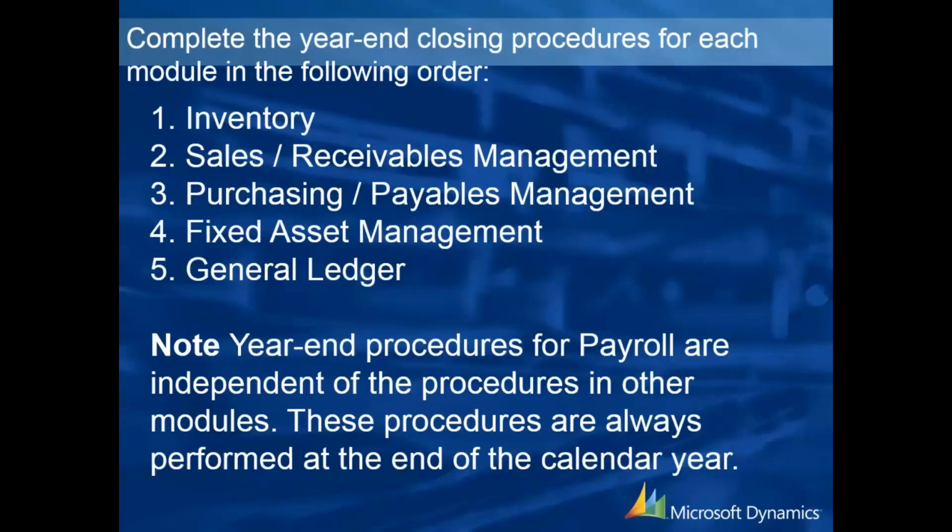To complete the year-end close process, it's recommended that we close the modules in the following order. We start with inventory, then we do the sales receivables module, then we do purchasing/payables, fixed assets, and then finally GL. And then obviously the payroll year-end is independent of these other modules because that's based on your last pay period of the current year and all that.